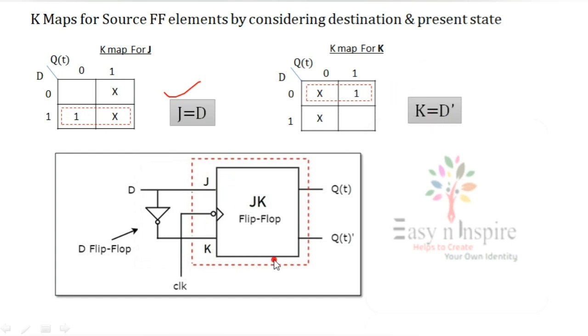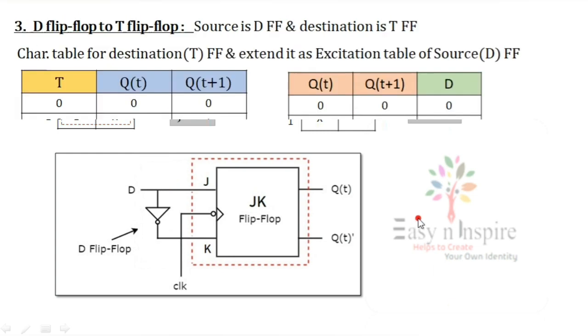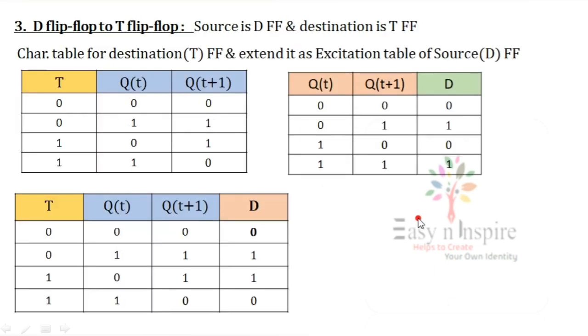So this is my JK flip-flop block diagram. I am extending this: J equals D, so D is directly going to J. D is inverted here, so K equals D bar. So this is my D flip-flop designed from JK. Similarly, you can design any type of flip-flop from whatever flip-flop you have considered.